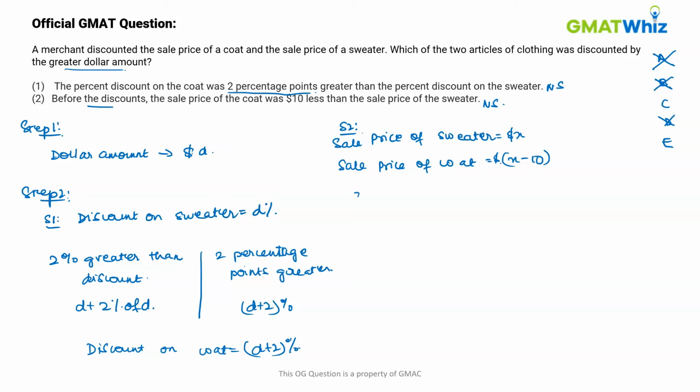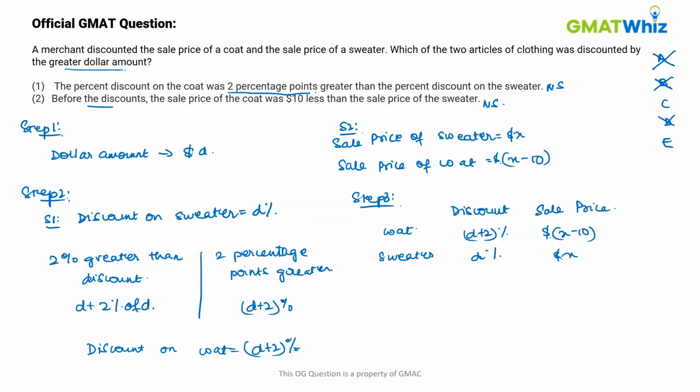Now let's move on to the last step, which is step 3, and combine the information given in statement 1 and statement 2. Now if I write this down in a tabular form, I have coat and sweater, and I have the discount and the sale price before the discount, right? So if I plug in the values, the discount for the coat is D plus 2% and the sale price of the coat is X minus $10, and the discount for the sweater is D% and the sale price is X dollars.